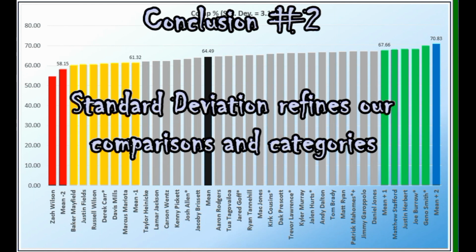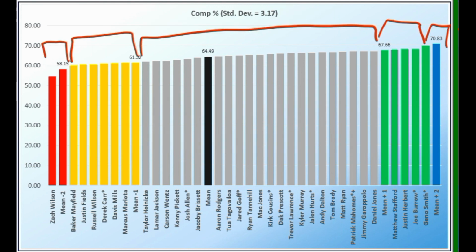Now, conclusion 2 is why I started using a lot of standard deviation in analysis for football in the first place, which is just that it allows us to refine our zones. Very beginning of the video, I said using this exact measure of average kind of logs us into good versus bad. Well, with standard deviation, we can have meh, we can have pretty good, pretty bad, and then again, remarkable. And remarkable can be bad or good for our purposes.